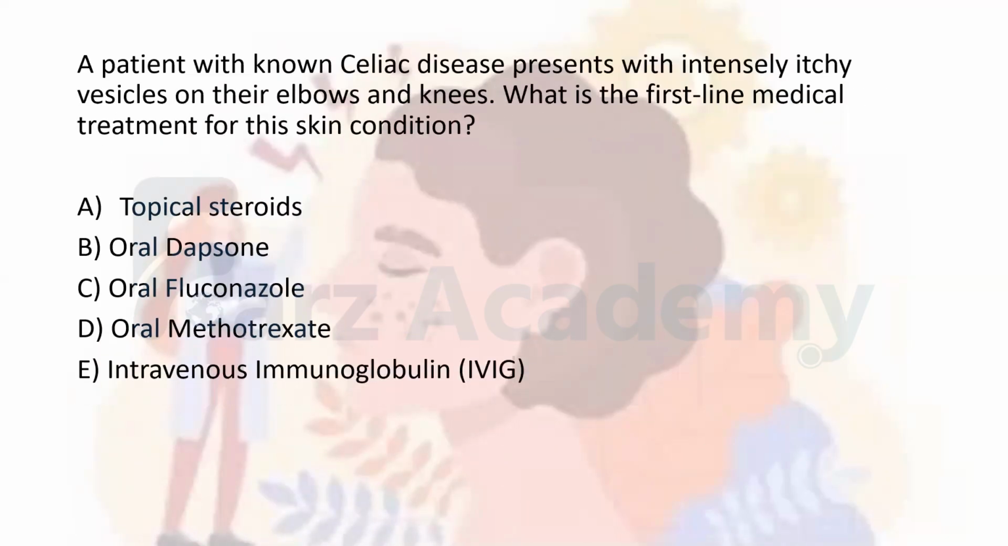Next question. A patient with known celiac disease presents with intensely itchy vesicles on their elbows and knees. What is the first line medical treatment for this condition? This I have not discussed yet. I think I will discuss it in the further classes, but anyway, we can just go through it once. Option A, topical steroids. Option B, oral dapsone. Option C, oral fluconazole. Option D, oral methotrexate. And last, IVIG.